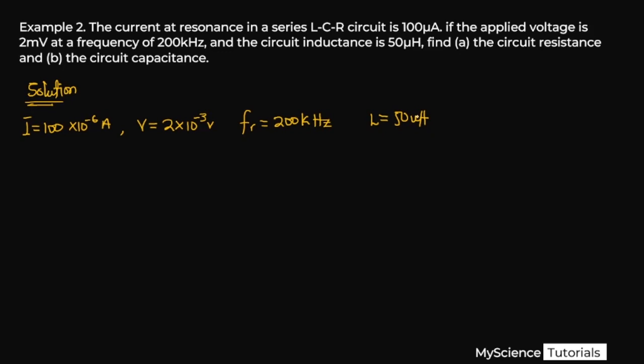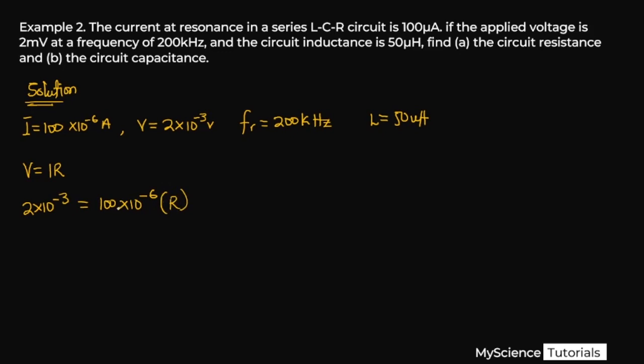Alright, so let's go ahead and look at what we can do. Now, for us to find the circuit resistance, we know that voltage V is equal to IR when we have resonant frequency occurring. So we have the voltage, we have the current, we can easily find our circuit resistance. So our voltage here, 2 times 10 raised to the power minus 3, is equal to our current, 100 times 10 raised to the power minus 6, multiplied by our resistance R.